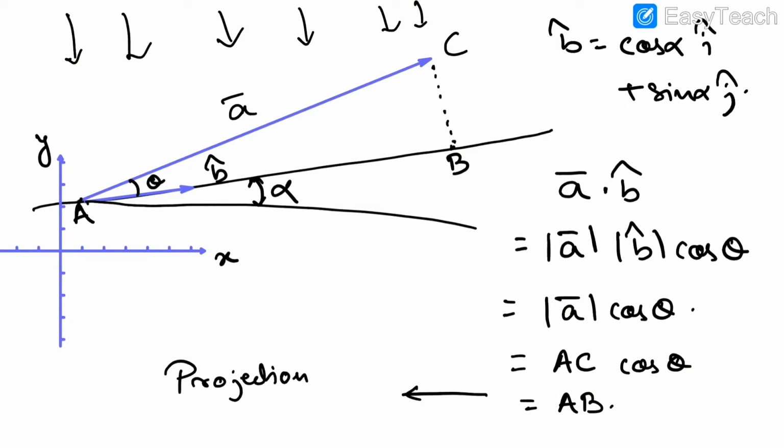projection of a vector on the line AB or whatever. On the line, better to write on the line along b cap. Okay, because a line can be shown by a direction only, then the ends of the line are infinite. Okay, projection of a vector on a line along b vector can be given by the dot product of a with the unit vector along the line or along the vector.